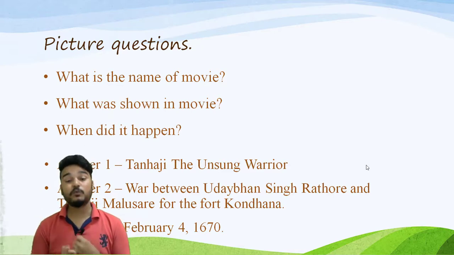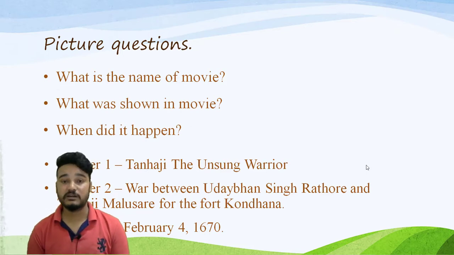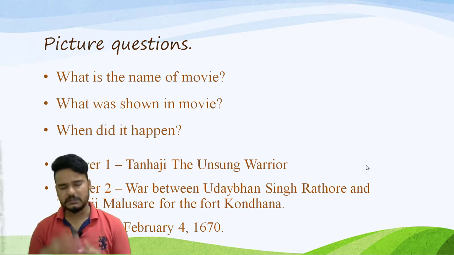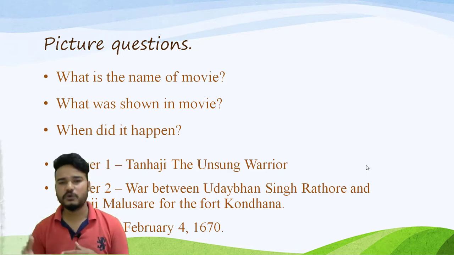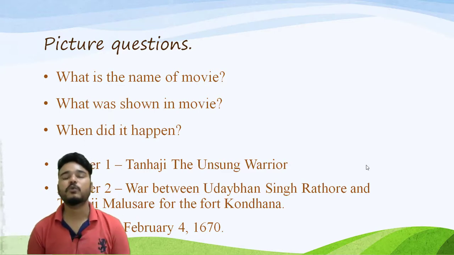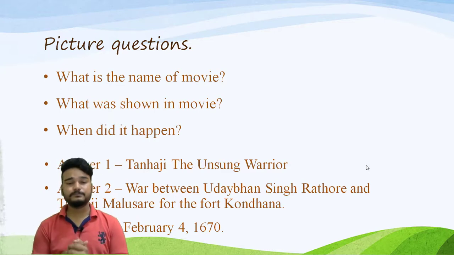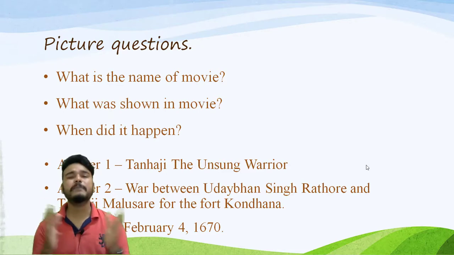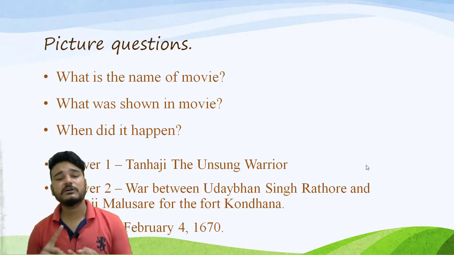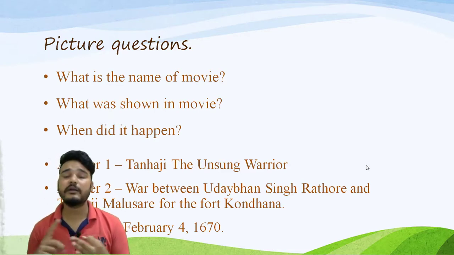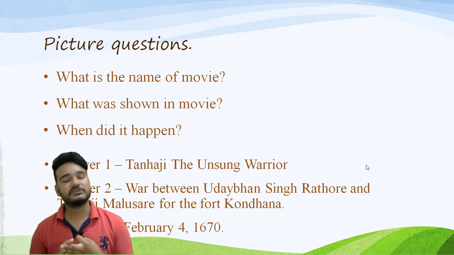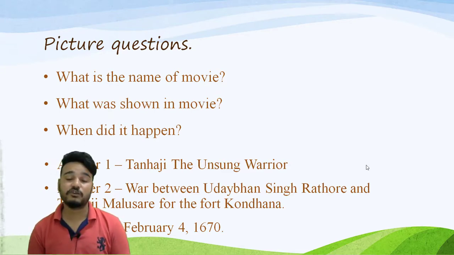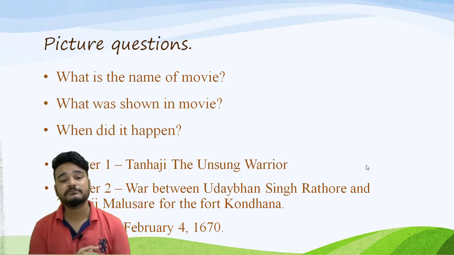So the war was for the fort of Kondhana. It is a very nice movie. If you have not seen it, you watch it with your family once. Basically, it is a war between Udaybhan Singh Rathore and our commander Tanaji Malusare, which was fought for the fort of Kondhana. So when did it happen? It happened on 4th February 1670.